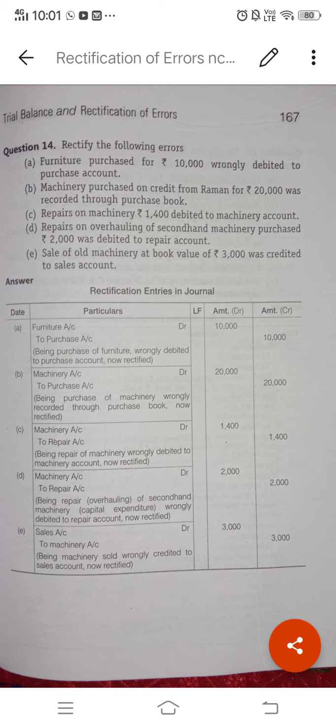And what is the correct debit? The correct debit is the furniture account. So the furniture account is to be debited and the purchase account is to be credited with 10,000. Okay, so see the second one.